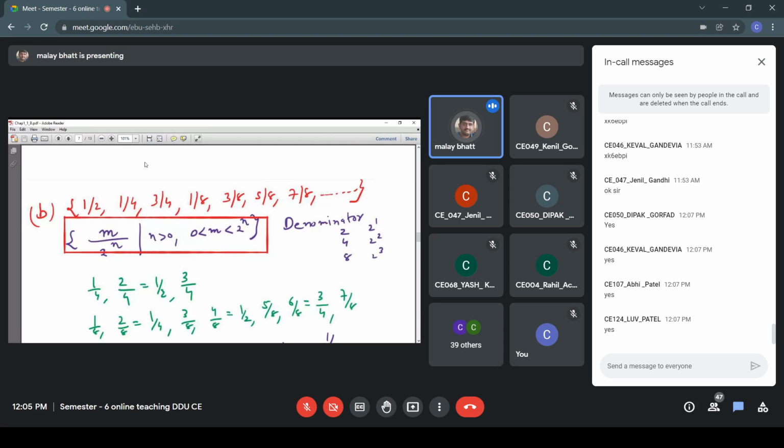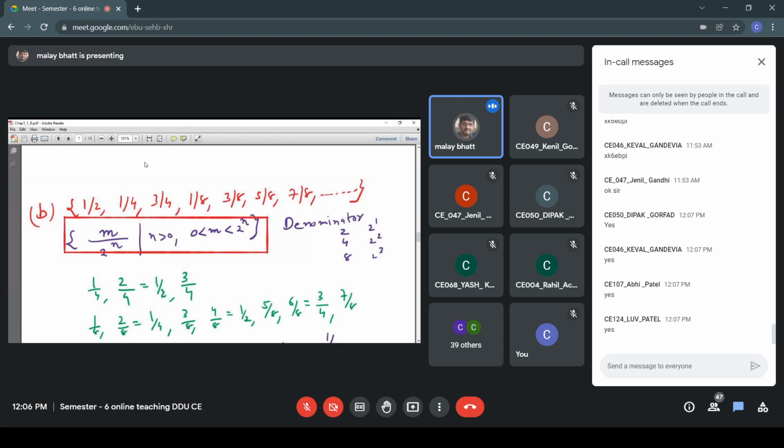Similarly, the pattern is there, 1 upon 4, 3 upon 4. So always the numerator is lesser than the denominator. That's why we are writing 0 is less than m less than 2 raised to n. You can see that the numerator is less than the denominator at that point of time. So 0 is less than m less than 2 raised to n.